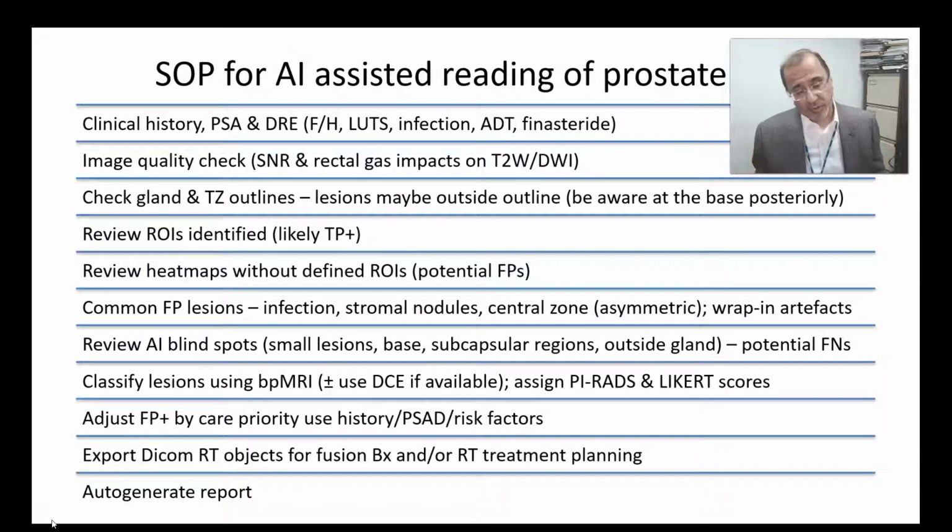We've learnt a number of important lessons during this tutorial. Clinical history is important, PSA, DRE findings, family history, infections, drugs are all important. The quality of the images is obviously key. Signal-to-noise ratio and rectal gas. Check the outlines of the segmentation, because remember the lesions may lie outside these segmentations, in which case the AI will not find it. And I've shown you a few examples where at the base of the gland, that's where the trouble seems to be.